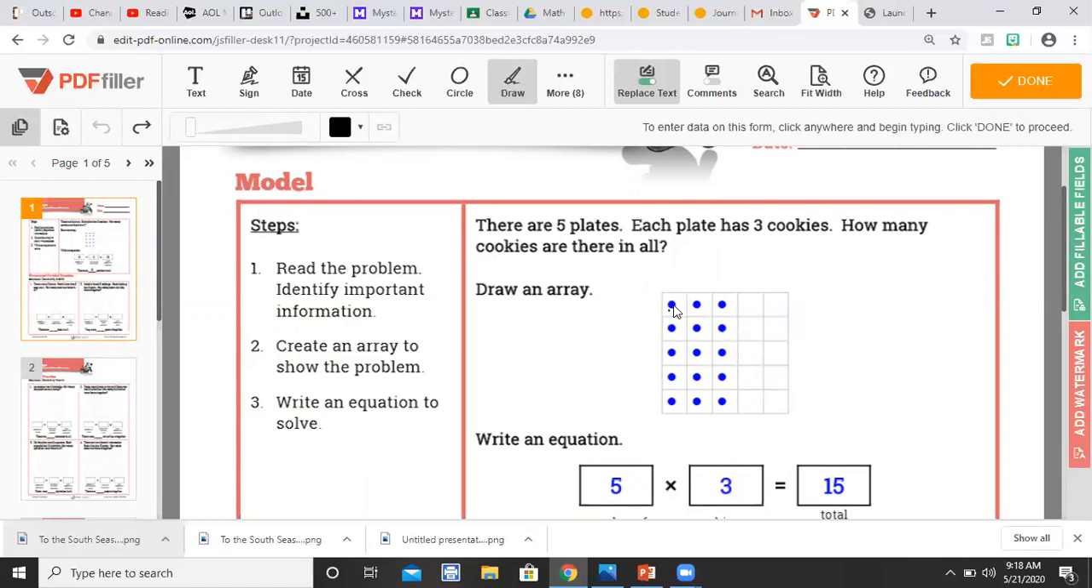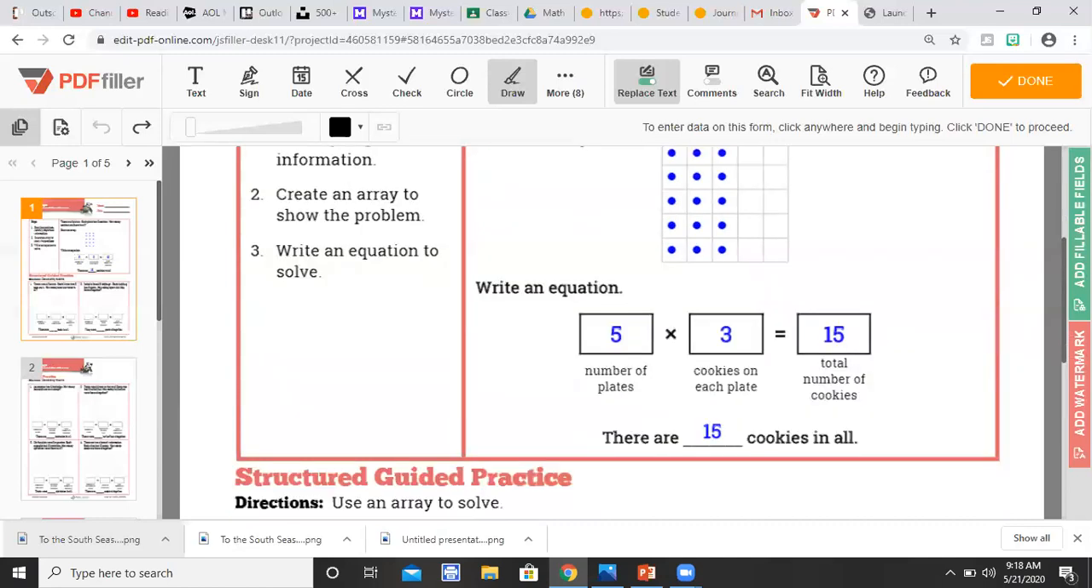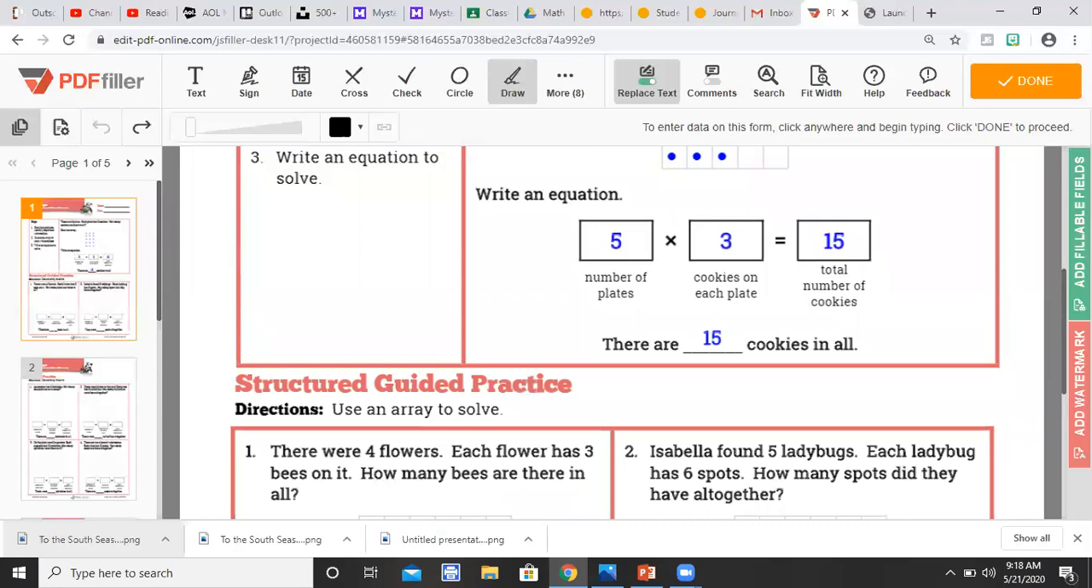So an array was drawn with 5 plates, 1, 2, 3, 4, 5, and then each plate had 3 cookies. So we have 1, 2, 3, 1, 2, 3, 1, 2, 3, all the way down. So our equation is the number of plates, which there are 5, and the number of cookies on each plate, which are 3, and then the total number of cookies, which is 15. So the sentence reads, there are 15 cookies in all.